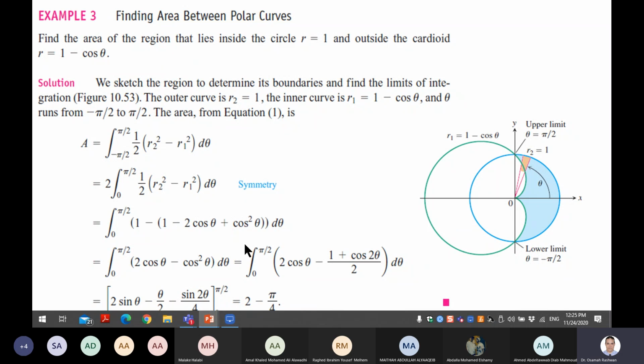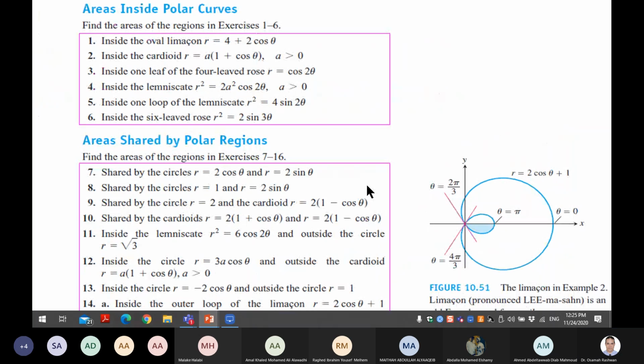Very similar to what I have done over there. I also replace the cosine square by half times 1 plus cosine 2 theta. So I will have this answer here. Once you reach this one, you can do it by the calculator, right? Even from the beginning here, you can do it by the calculator, but you have to know how to do it by hand. Now I will stop my recording and we will start to solve this question.